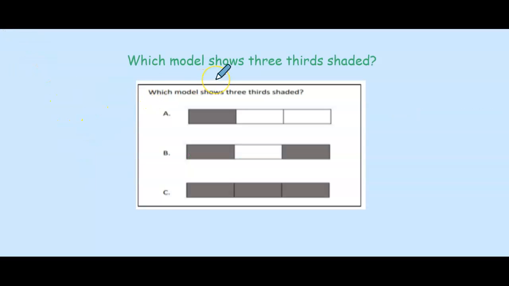Now, can you help me? Which model shows 3/3 shaded? Remember, shaded means colored in. And we want to figure out which model shows 3/3. Is it A, B, or C? Take a moment to decide.